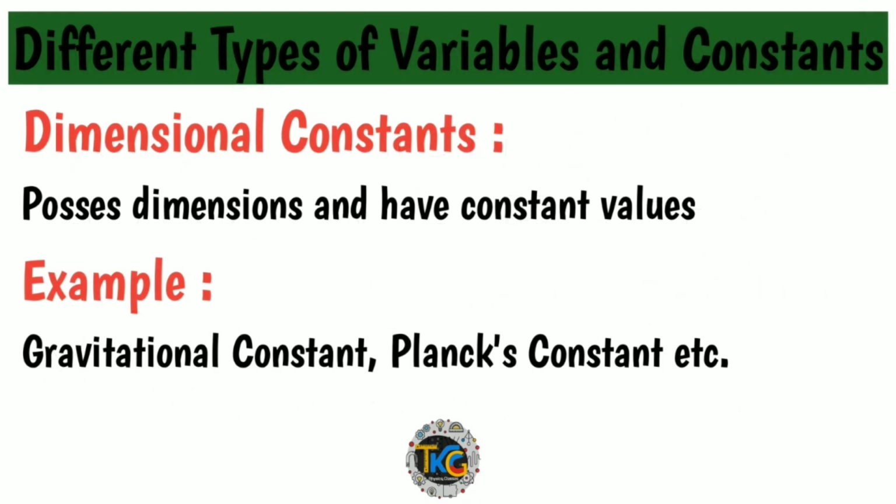Next, point 2, what is a dimensional constant? Dimensional constants are physical quantities which have dimension but whose magnitude value is constant. These types of physical quantities are in the class of dimensional constants. For example, gravitational constant, Planck constant, permittivity of free space, etc.